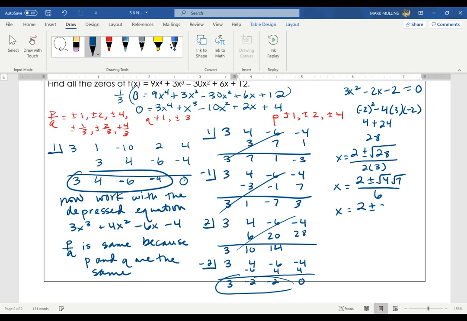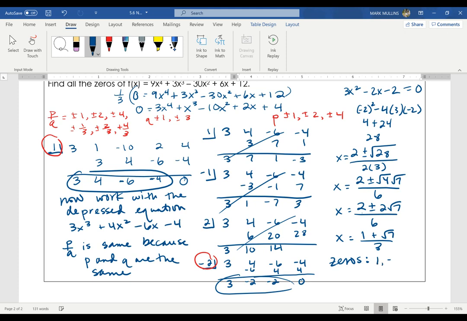So I've got 2 plus or minus 2 square roots of 7 all over 6, and I can reduce all of these. So this is going to be 1 plus or minus the square root of 7 over, it's not 6 anymore, now it's a 3. And now that I've finished solving, I can list out my zeros. So my zeros were, I had a 0 that was 1 and a 0 that was negative 2. So let's go ahead and list those.